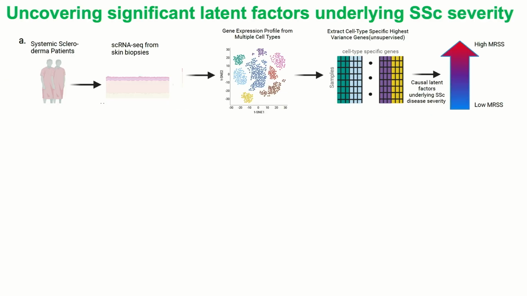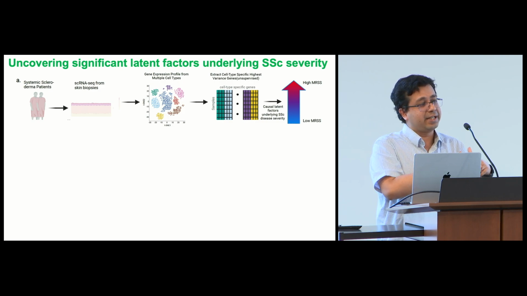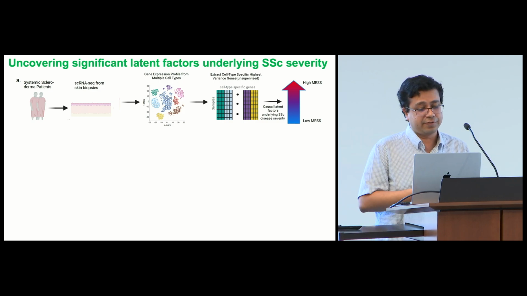So the first data set that we started off with was in conjunction with Bob Lafyatis' lab, who's a local scleroderma expert. We had single-cell RNA-seq data from skin biopsies, and we asked what are the significant latent factors underlying disease severity. So here, disease severity is scored by punch biopsies on the skin, where the skin is scored on a scale of 0 to 3. 0 means completely normal, 3 is the thickest. So it's a surrogate measure for the disease severity called the modified Rodnan skin score.